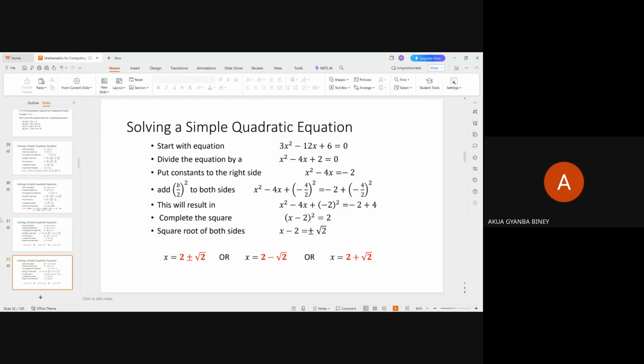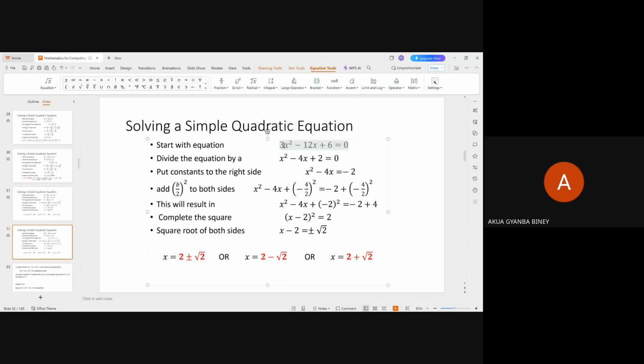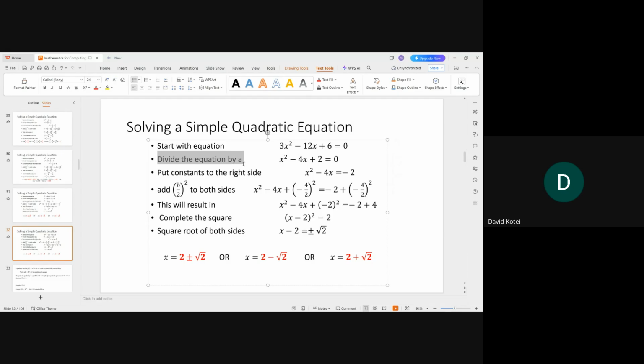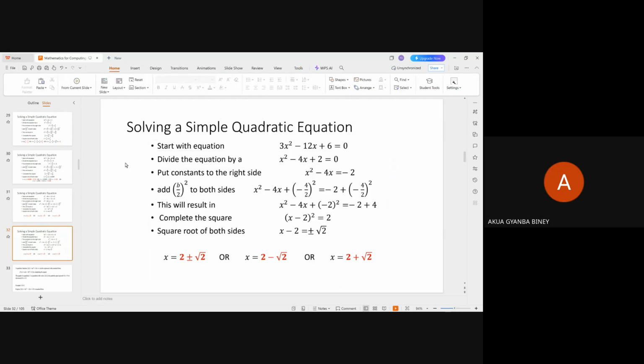So for the last example, this is what we have: 3x squared minus 12x plus 6. If you solve it, kudos. You have this equation, and what you have to do is divide the equation by a. a is 3. So dividing, 12 divided by 3 is 4, 6 divided by 3 is 2. So we end up getting this. You realize that this step, sometimes you do nothing. Sometimes it will help you to avoid certain mistakes.